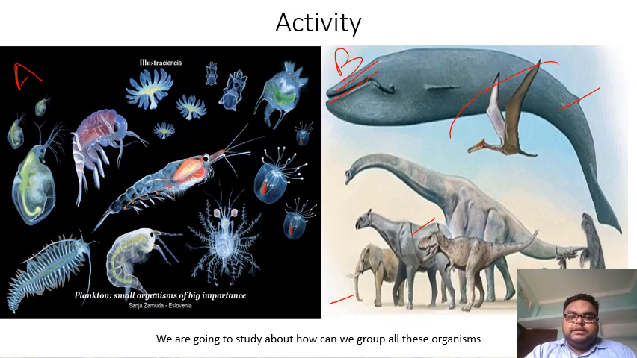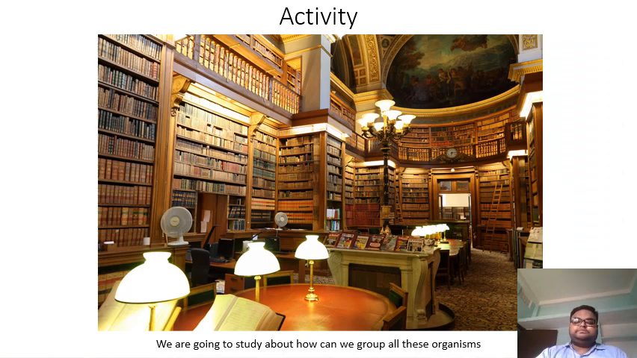So now let's see this picture. What can you find in this picture, students? Right. So in this picture, you can find that there is a library, isn't it? So there is a library, and when you go to a library, what will you find? You will find that the books are arranged in a particular sequence. It is arranged in a particular way.